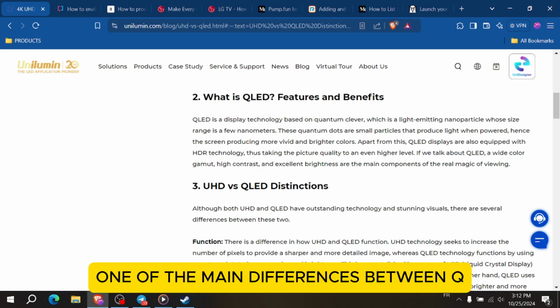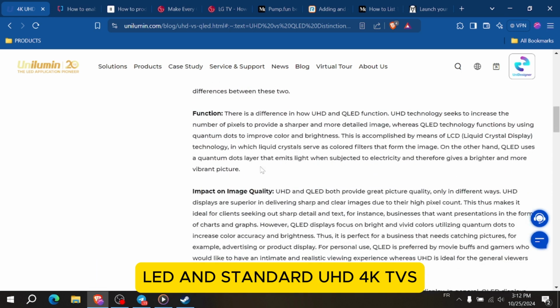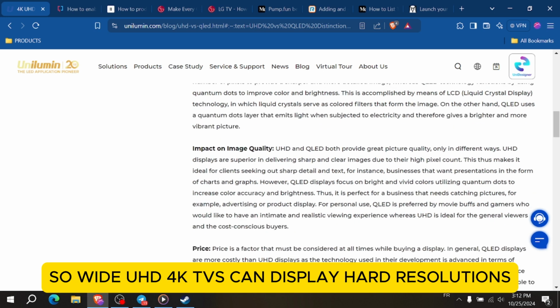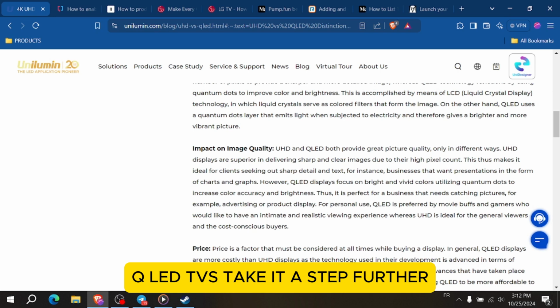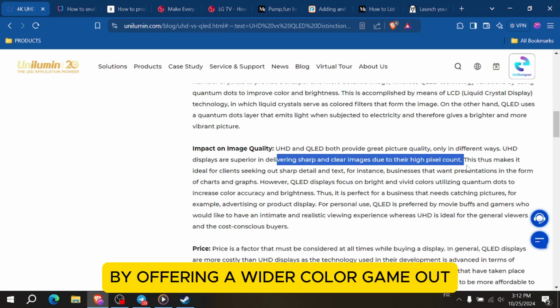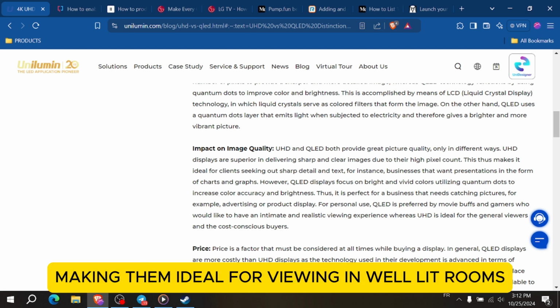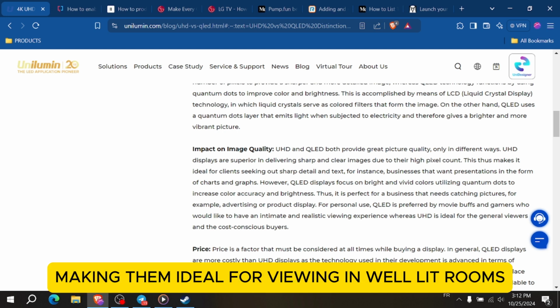One of the main differences between QLED and standard UHD 4K TVs is the way they produce colors. So while UHD 4K TVs can display high resolutions, QLED TVs take it a step further by offering a wider color gamut and better brightness levels, making them ideal for viewing in well-lit rooms.